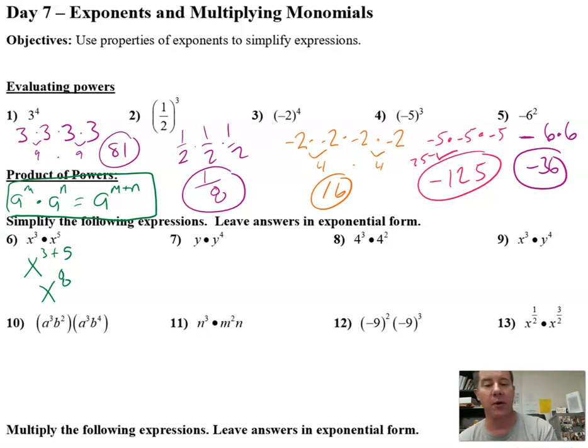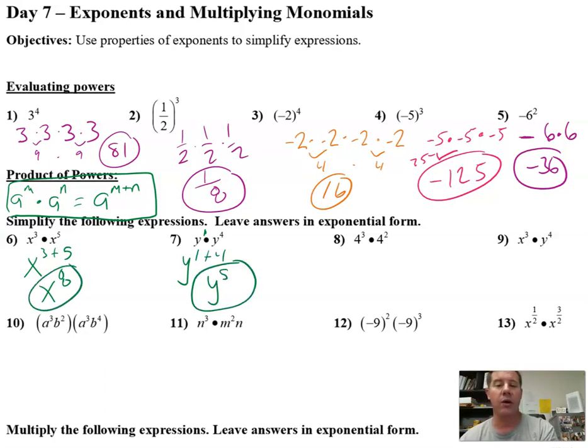7y times y to the 4th. Here, that's really y to the 1st. If there's no exponent, remember there's always an exponent of 1. So this becomes 1 plus 4. This is a good way for you to show your work so we know what you're doing. That way, if you added wrong, we knew you still at least knew the proper way.